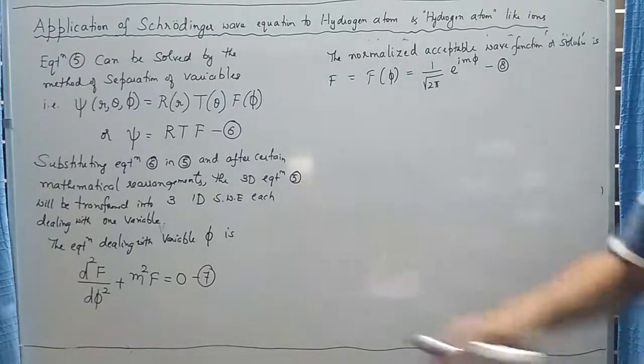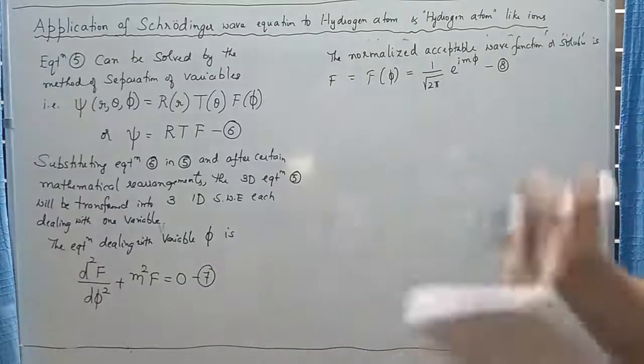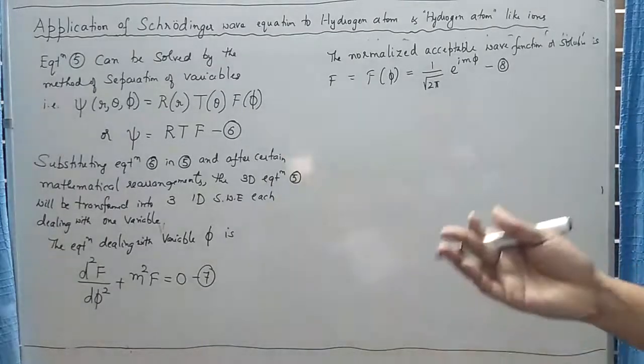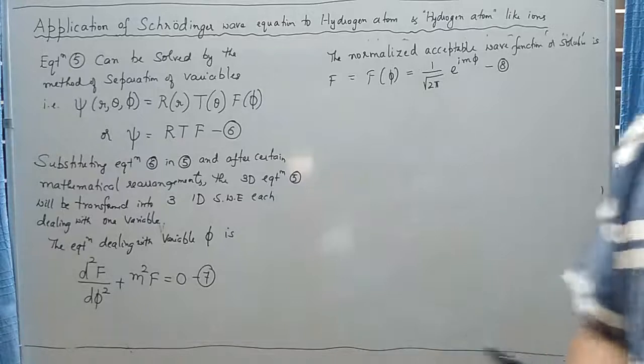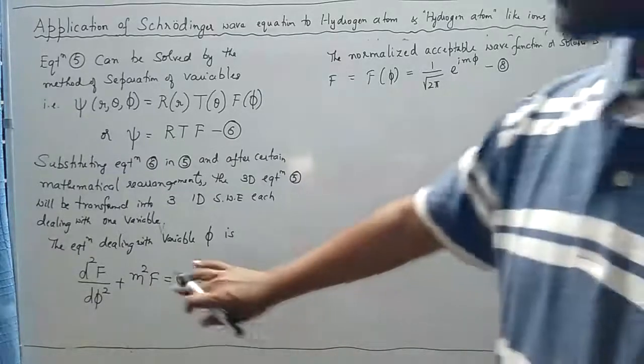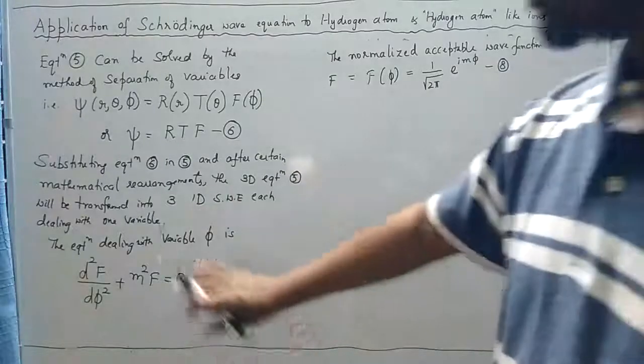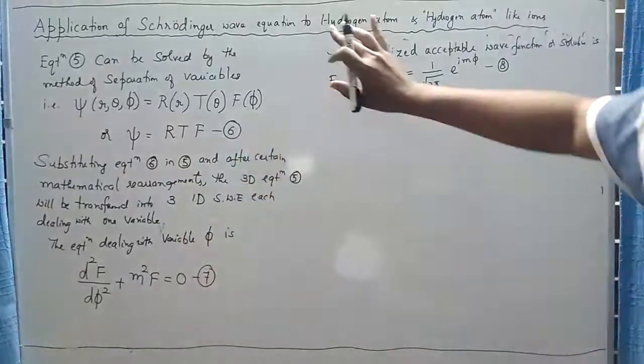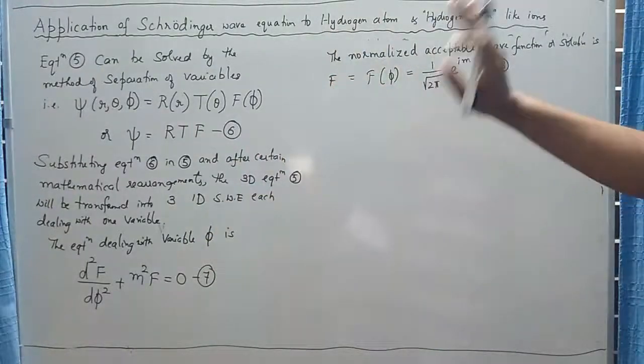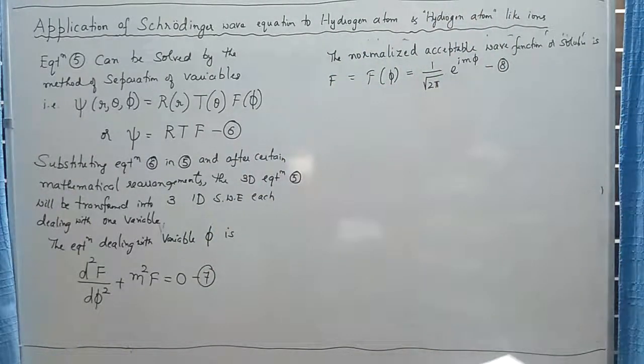And remember, when you solve this differential equation, you have several boundary conditions. What are those boundary conditions? Their definitions we will not discuss. So we apply certain boundary conditions which are applicable here, and we also apply the normalization condition. After doing all those, we get this final equation.